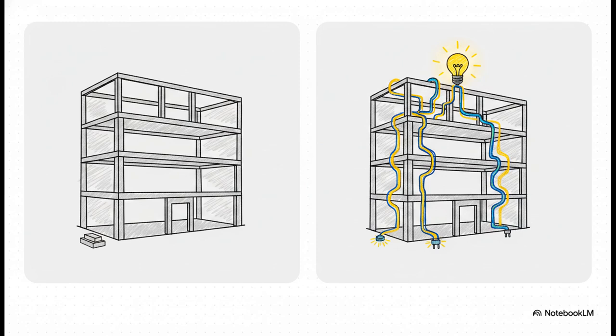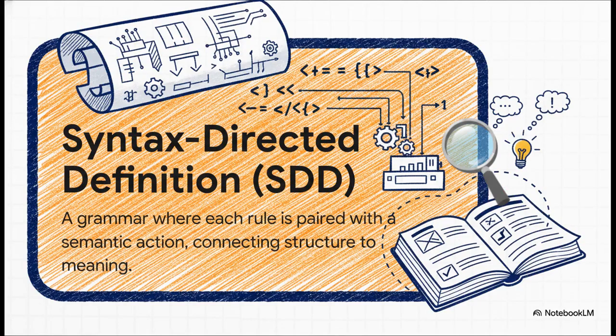Well, the answer lies in separating two key ideas. We have syntax, which is the structure. That's the steel frame of this building. And then we have semantics, which is the meaning. That's the stuff that makes the building useful, like the electrical wiring and the plumbing. And this is our big idea for today, a syntax-directed definition, or SDD for short. It's what formally connects those two worlds.